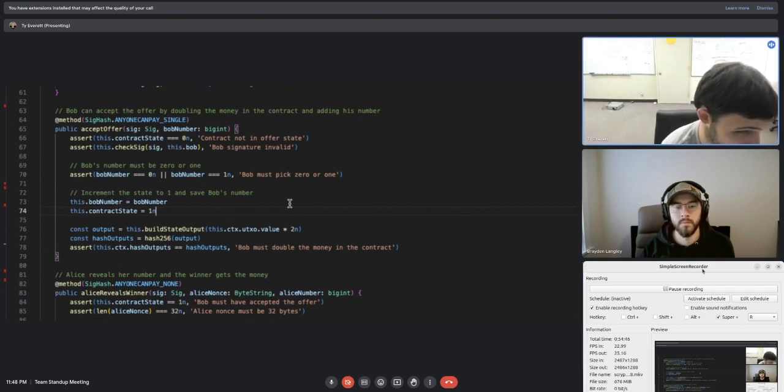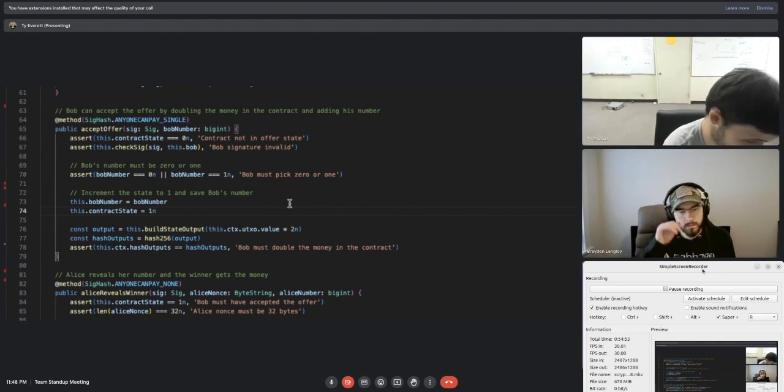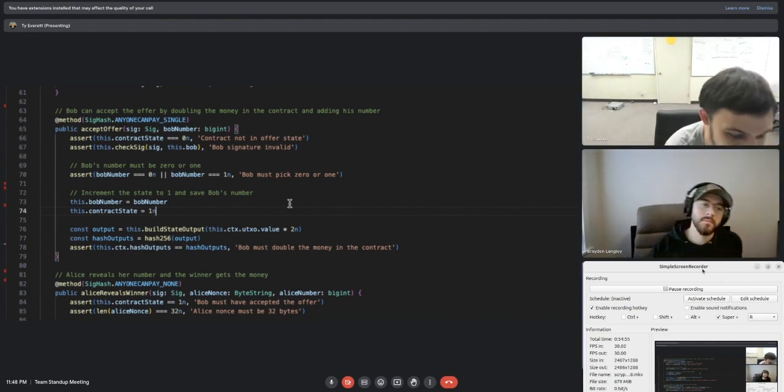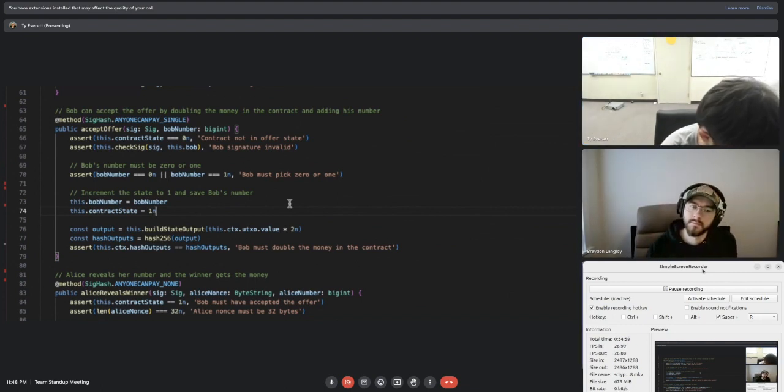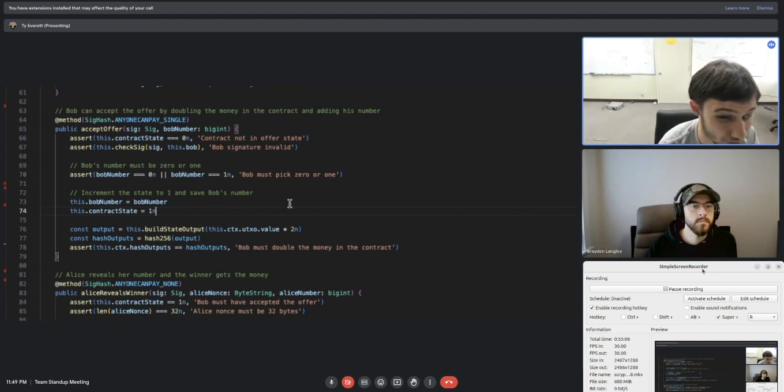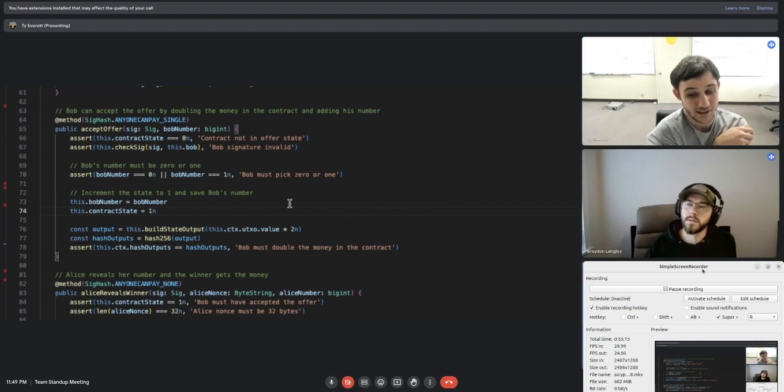Everything we're doing is just checking. Everything that's ever in a smart contract is checking. So it's only member variables that can actually be mutated. Because of the mutations that happen on 73 and 74, when we call the function build state output, it's going to go through all of your member variables as they currently stand, and assemble a theoretical output with them as they currently are.